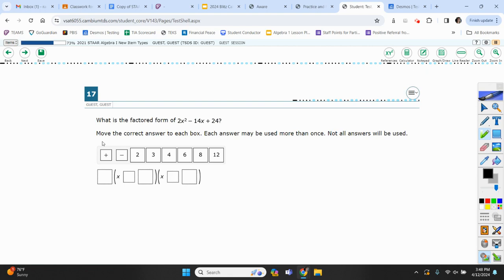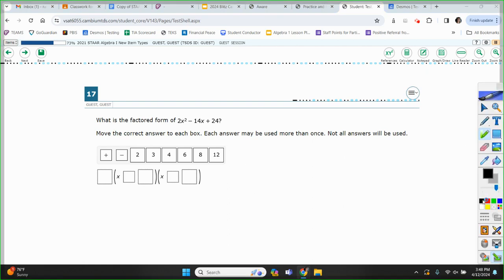Okay, fun one here. Number 17. What is the factored form? This is not multiple choice. If this was multiple choice, you could just type this in Desmos and all of the multiple choices in Desmos and get your answer. This one's not that great, so we actually have to factor it. Notice there's a number out here. That means there is a GCF. On your paper, it says, is there a GCF? Yes, there is a GCF.